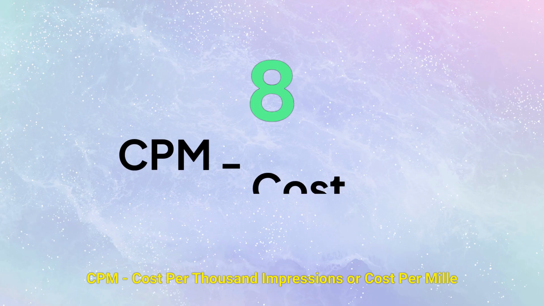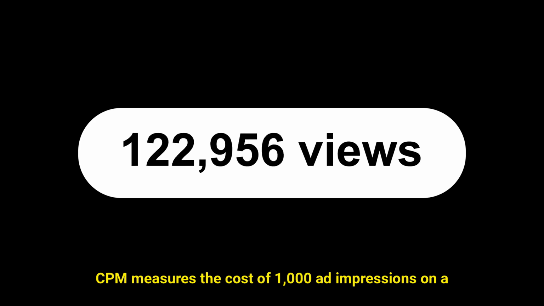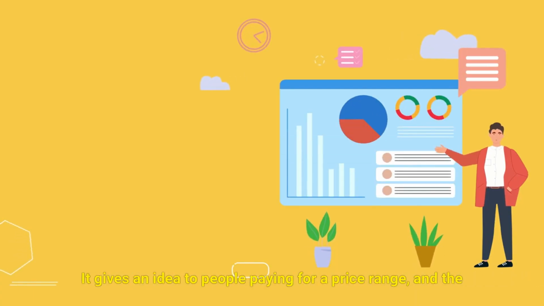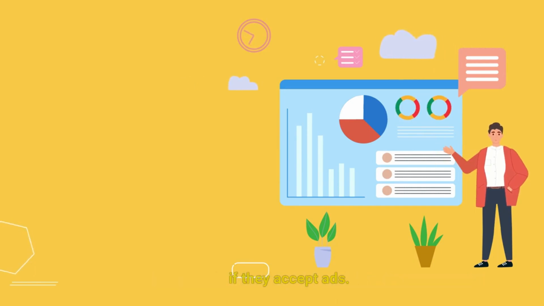Number 8, CPM, or cost per thousand impressions, or cost per mil. CPM measures the cost of 1,000 ad impressions on a web page or social network. It gives an idea to people paying for a price range, and the one providing the website or social media, what they can get if they accept ads.